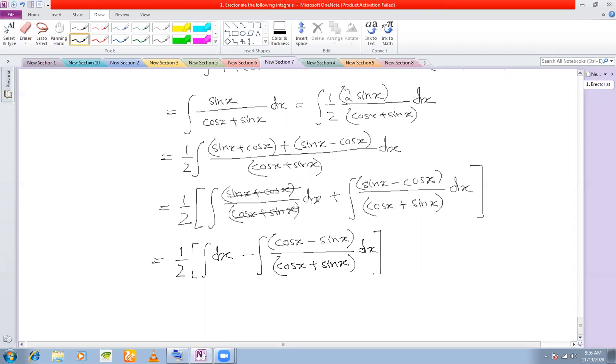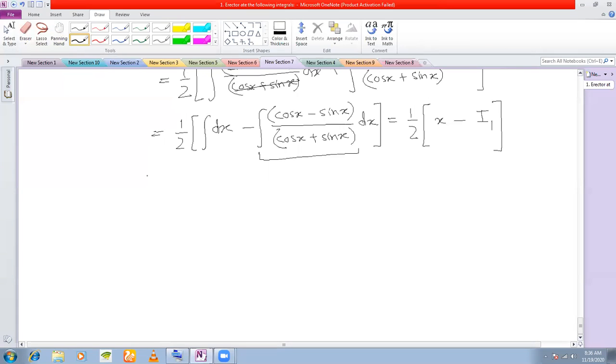Now the integral of dx is simply x, minus, now for this integral, let us call it I1. We will evaluate this I1 separately, and then we will put it back. So here I1 is equal to integral cos x minus sin x divided by cos x plus sin x dx.